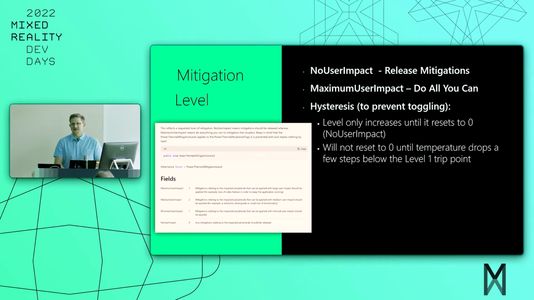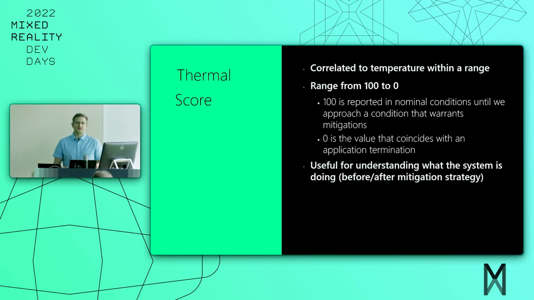So that was the mitigation level. The other important building block here is the thermal score. Instead of an enumeration, this is correlated with a range from 100 to 0, where 100 is a nominal condition that you'll see as the temperature goes from a low temperature all the way up to right where we're starting to pay really close attention to what's going on in the system. And then you'll see it linearly drop down to 0. 0 coincides with the temperature at which the system is automatically going to close your application. So you'll never actually see 0. You'll get close, and then your application goes away.